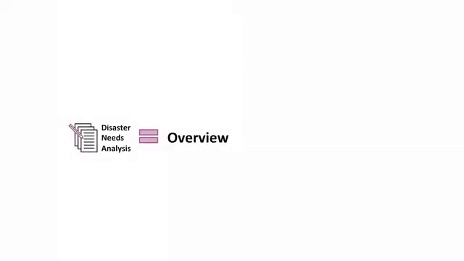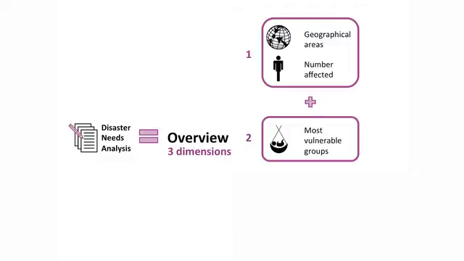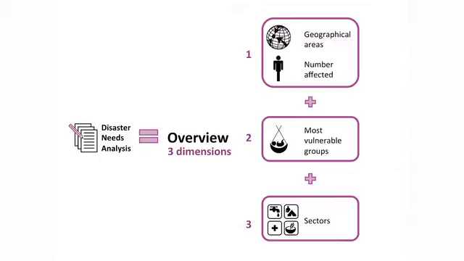The DNA contains different elements. There's an overview of the situation, highlighting what the main issues are according to three dimensions: the geographical area and the number of people affected is the first one. Secondly, the most vulnerable groups in a given disaster. And thirdly, which sectors are most important. Is this a water and sanitation crisis? Is it a food crisis? What's the nature of the needs?